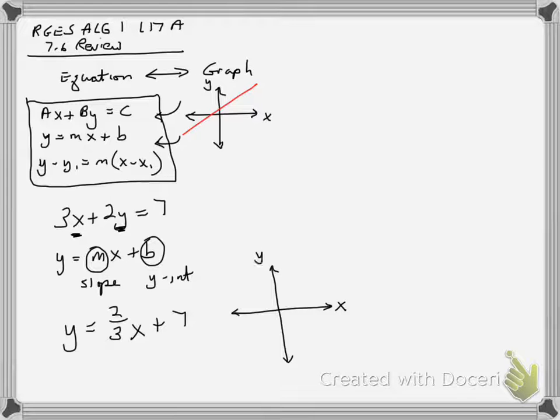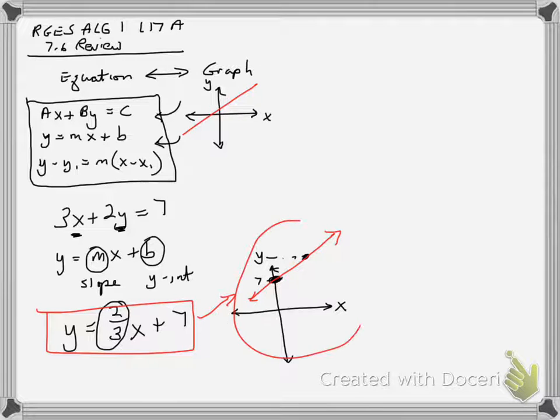So I would go up here to positive 7, let's say, and then the slope represents movement in the vertical in the numerator and the horizontal in the denominator. So from this point, I would go up 2 and right 3, and I would get a second point, or a line here. And that is the graph of this. So here's the equation, and here's the graph. And so we're wanting to learn to go back and forth like this.